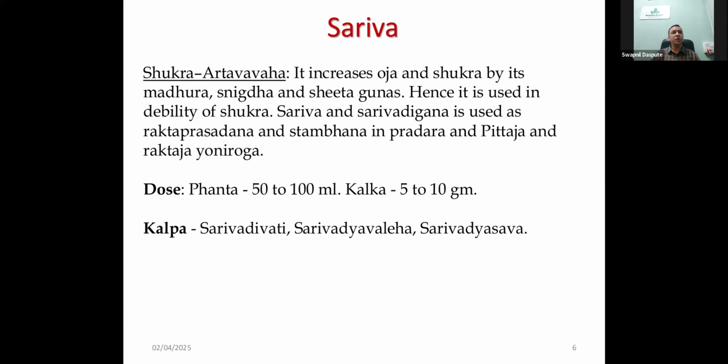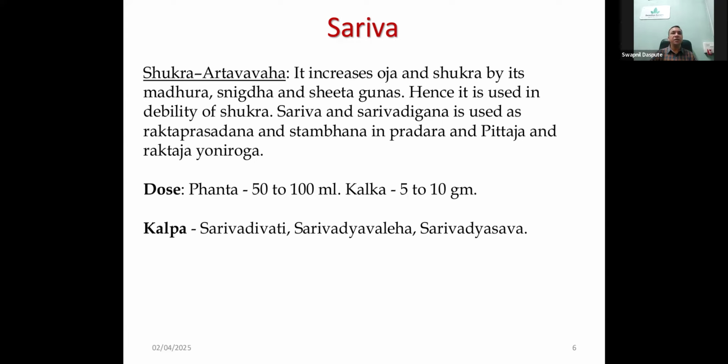Shukra Artavaha Srotas, what is the action? It increases Oja and Shukra by its Madhura, Snigdha and Shita gunas. Okay, action on Oja and Shukra. It increases Shukra and Oja because of its Madhura, Snigdha and Shita gunas. Okay, that is quite self-explanatory. Hence, it is used in debility of Shukra. Okay, so wherever the loss of strength of Shukra. So what does strength mean? Qualitative and quantitative, both. In that case, Sariva can be used.